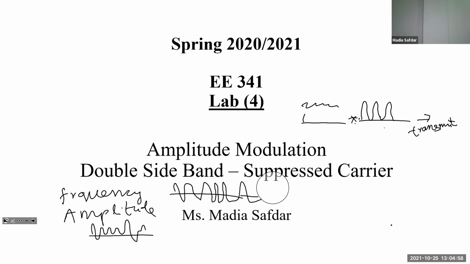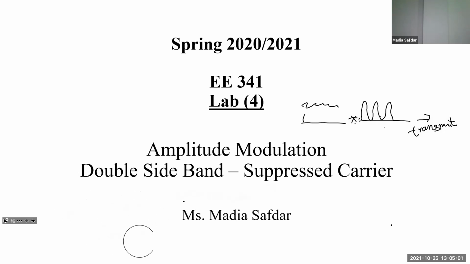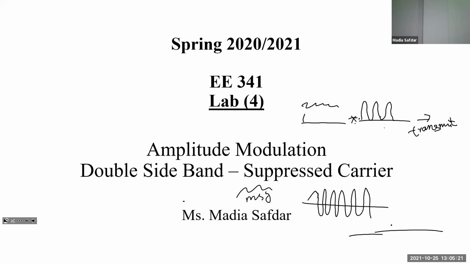So, what is double sideband suppressed carrier? For example, this is your message signal, and this is your carrier. Then you multiply them. Double sideband suppressed carrier is a type of amplitude modulation. So what will happen? The amplitude will change, like this.